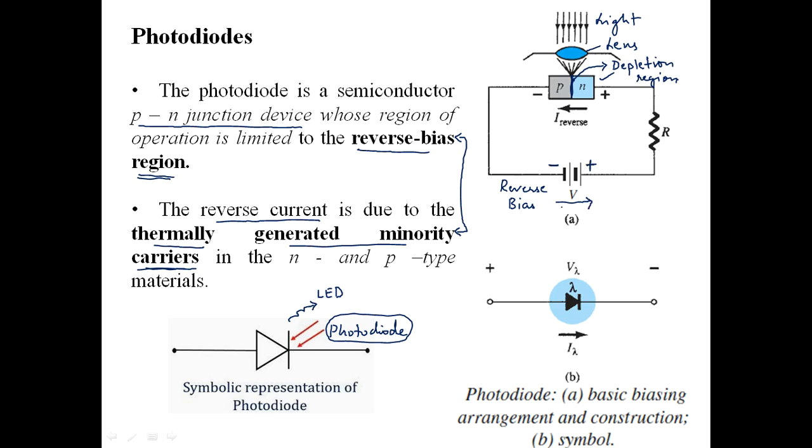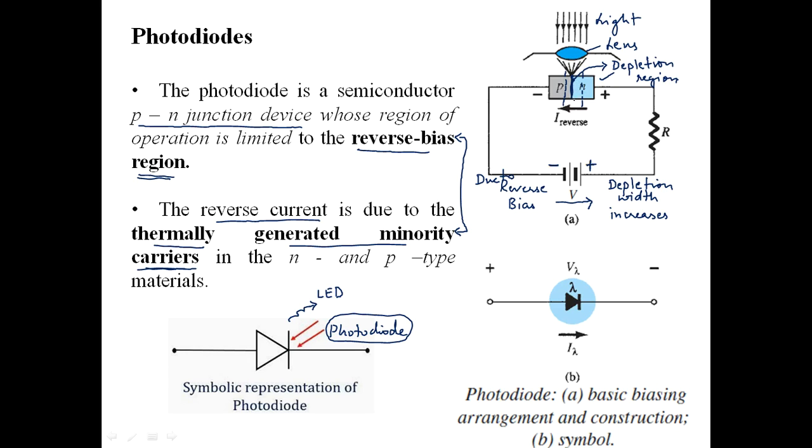So I'll just write a point here. Due to the reverse bias, the depletion region width increases. Okay, so when the depletion region width increases, all that we can say is that this particular width increases. So when this width increases, naturally more and more light can be made to fall within this depletion region.